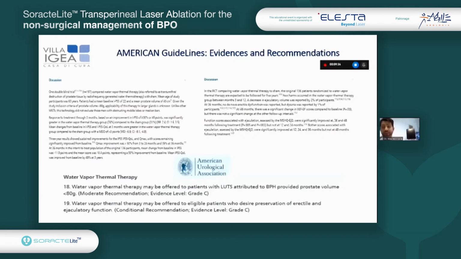The American one is the same. The data are promising, but you see the recommendation is moderate right now, and the level of evidence is a C level of evidence.